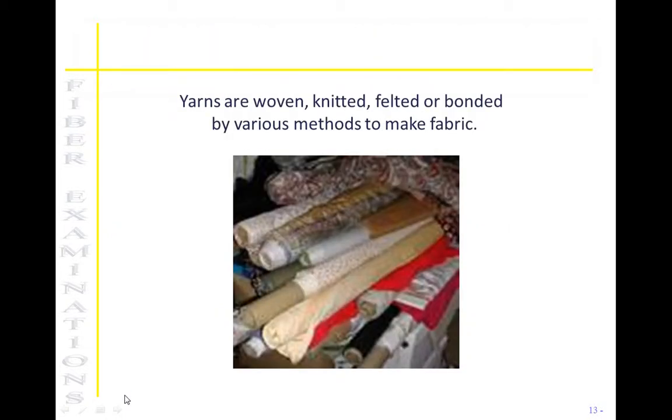Once the yarns have been produced, they are either woven, knitted, felted, or bonded by different methods to actually make the fibers and fabric. Color can be imparted into the yarns and the fabrics either by the use of dyes or by pigments. Dyes will absorb and reflect the wavelengths of light, where pigments are going to actually be granules that will adhere to the surface of the fiber itself.